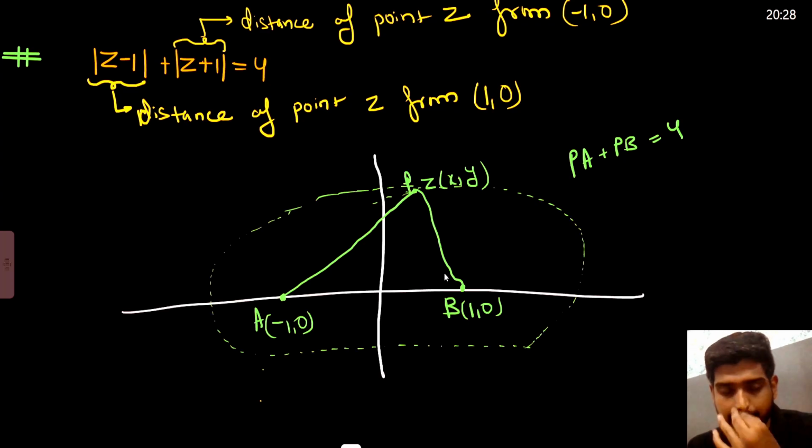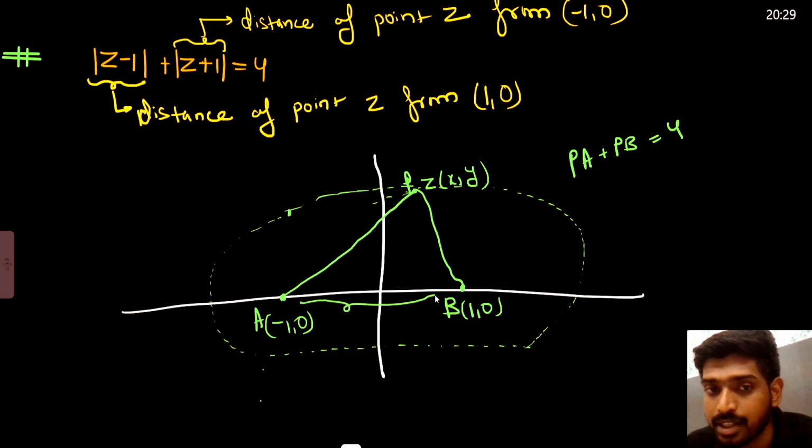Okay? This we studied in ellipse only, that if we calculate the distance of any point on the ellipse from the foci of the ellipse, the sum of the distances will be constant, and the sum of the distances is greater than this AB distance. Tell me what is AB distance? This AB distance is 2. So here I'm having 4. 4 is greater than 2, so it will represent an ellipse.